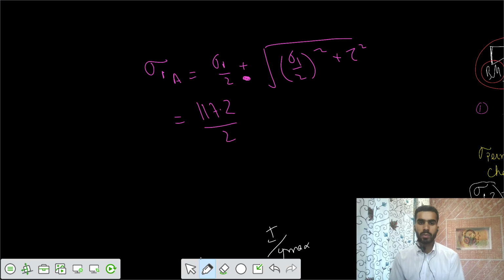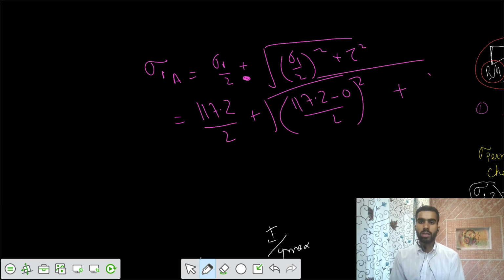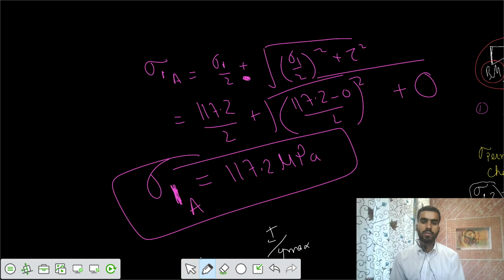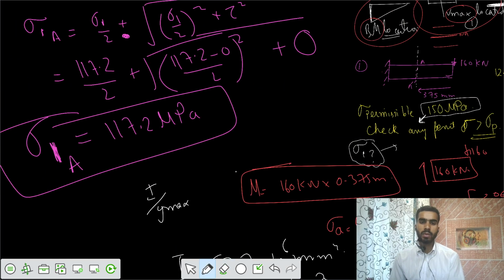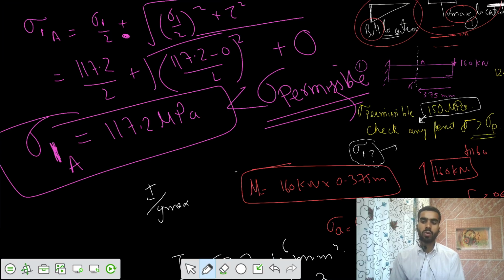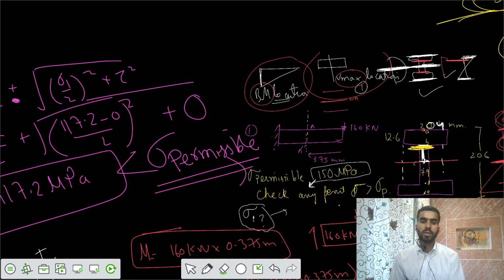117.2 divided by 2 plus the square root of (117.2 minus 0, divided by 2) whole square plus the value of tau. Tau here is 0. So finally you get a value of 117.2 megapascal. So the major principal stress at the point A is this value, and if I compare that, it is lesser than sigma permissible. So this point is safe. Point A is safe for this given loading of 160 kilonewton.